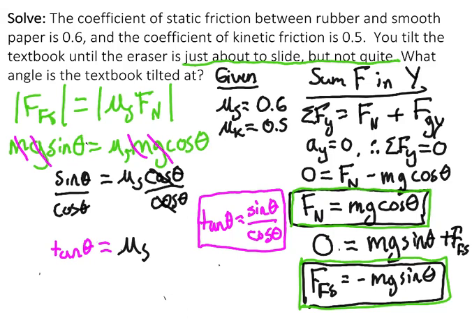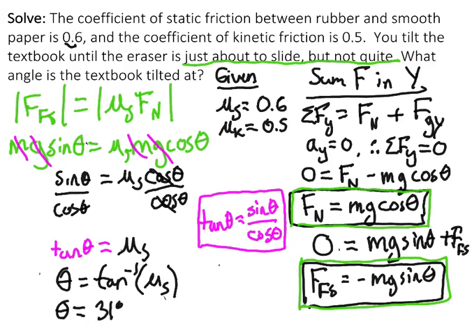To get the theta out of the tan function, I need to use an inverse tan. So theta is the inverse tan of mu s. Mu s is 0.6, so you can plug that number in. So I'm going to inverse tan 0.6, and that gives me 31 degrees. So theta is 31 degrees. Now with significant figures, essentially only one significant figure is allowed here, so I have to rewrite that as 3 times 10 to the 1 degrees. So it's a very rounded number. That's the angle that the textbook must be tilted at.